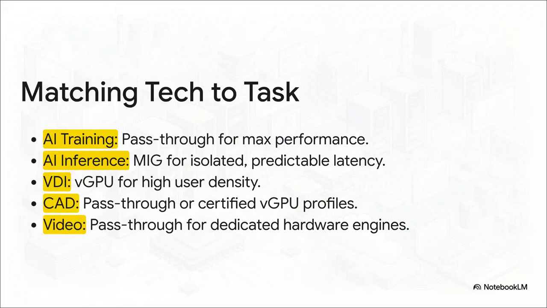So, in Modules 6 through 10, we played Matchmaker. It's all about using the right tool for the job. For that monster AI training model, you need the raw horsepower of pass-through, no question. For AI inference, where consistent, low latency is everything, MIG is your best friend. Packing as many knowledge workers as you can into a VDI environment, vGPU is the undisputed champion there. Demanding CAD workloads, you'll need either pass-through or a certified vGPU profile to get all the features. And for heavy video processing, you'll want pass-through to get that direct, clean access to the hardware encoders.